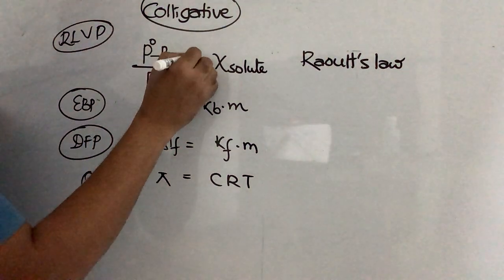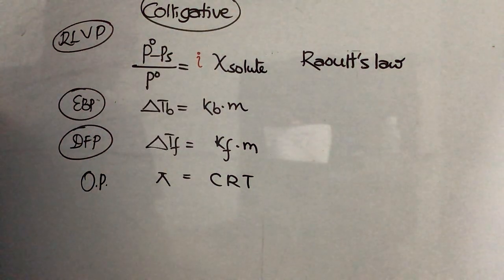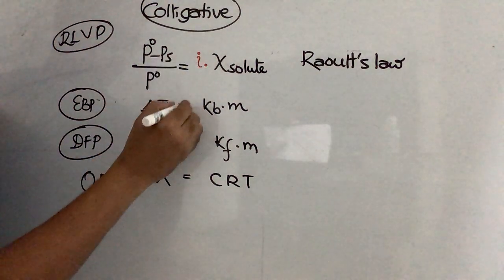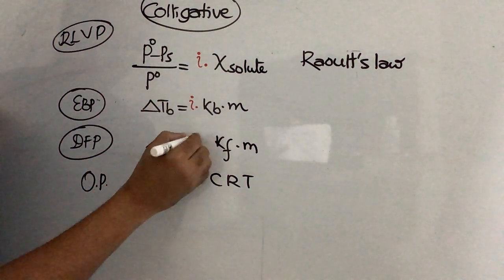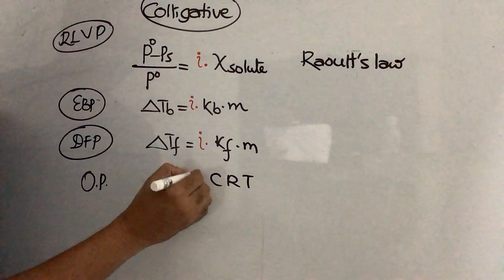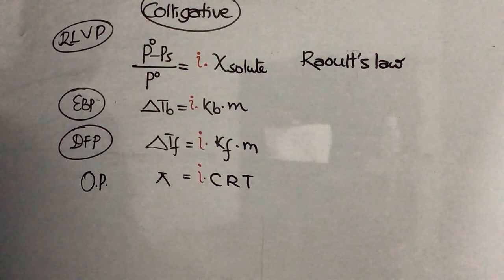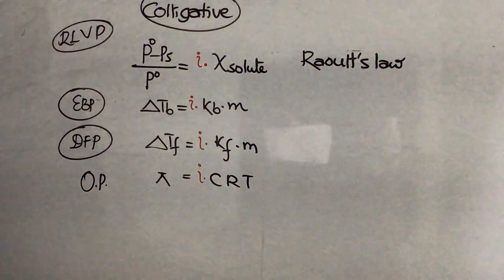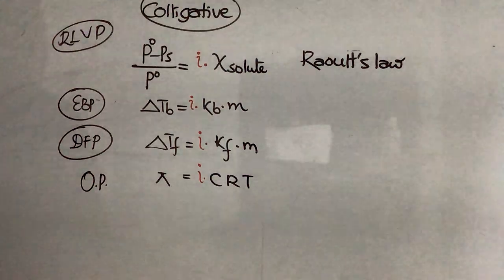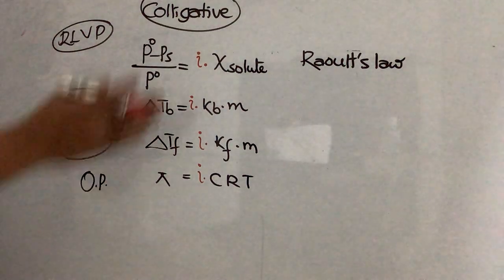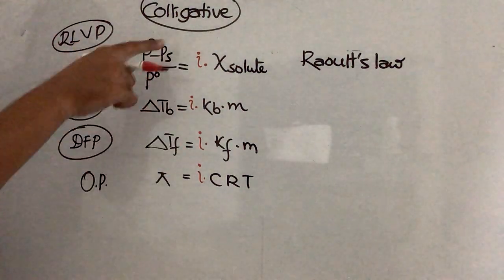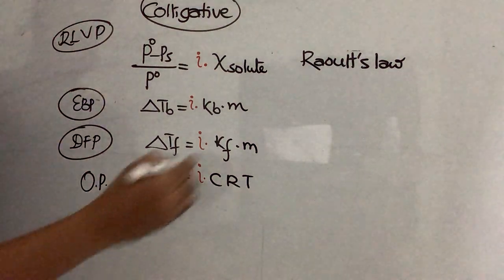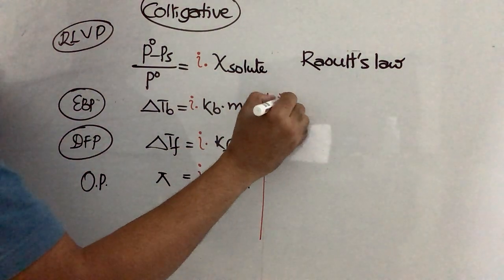If the solute is undergoing any kind of dissociation or association, then we need to multiply all these with the Van 't Hoff factor i. (P0 - Ps)/P0 is equal to the Van 't Hoff factor into the mole fraction of solute. So we have to multiply everything with i. What is i? i is the Van 't Hoff factor.